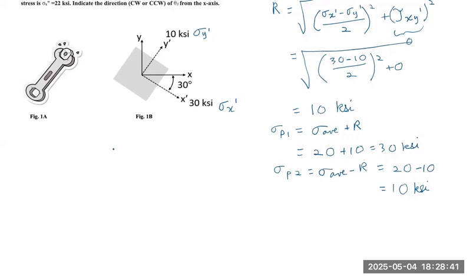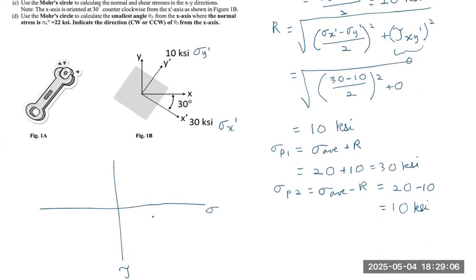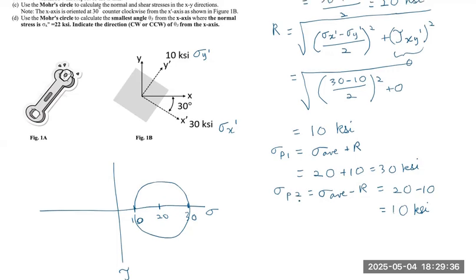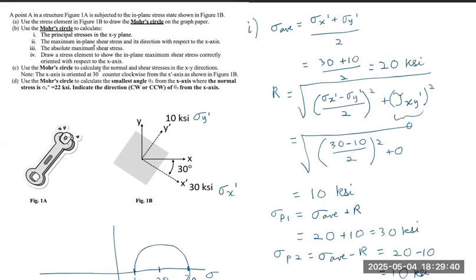So we can draw our Mohr circle down here. In the Mohr circle graph, by convention, tau is on the lower axis and sigma is on the positive right axis. This means our sigma average is at a value of 20, principal stress 1 is at 30 ksi, and principal stress 2 is at 10. We have a circle connecting these points, and this is our Mohr circle. So step 1 is completed.